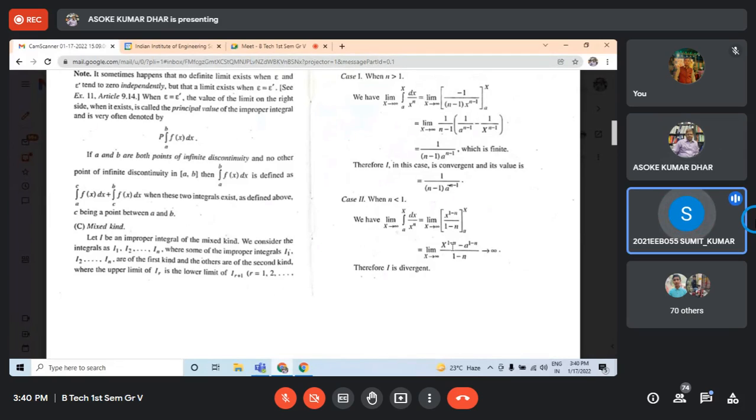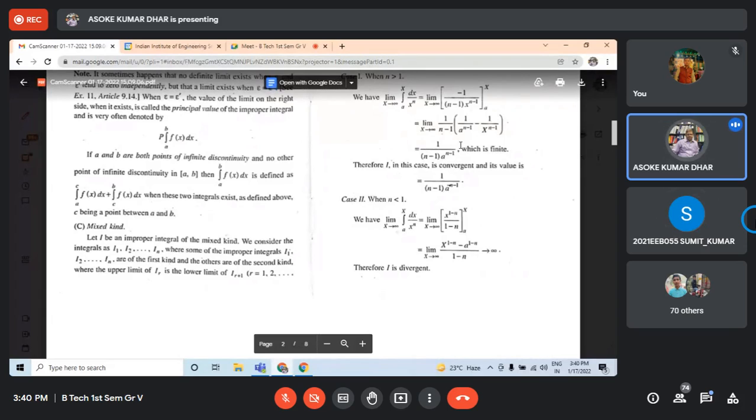Sir, why is this convergent? It takes a finite value. Clear? I mean, sir, n is finite, a is finite, a given number. Yes, sir, n is finite. So this takes a finite value and so it is convergent.